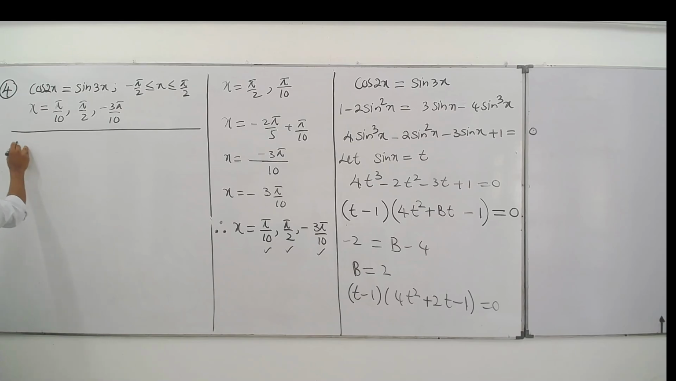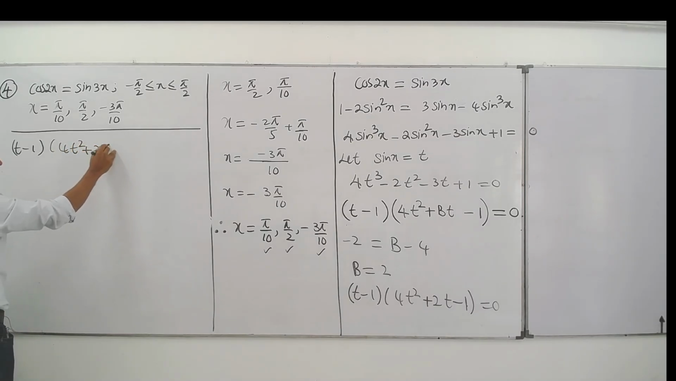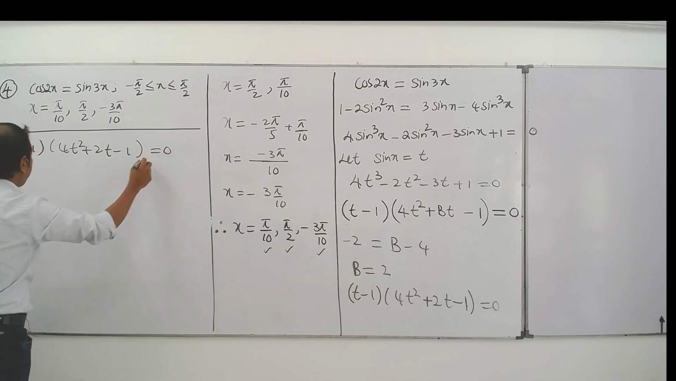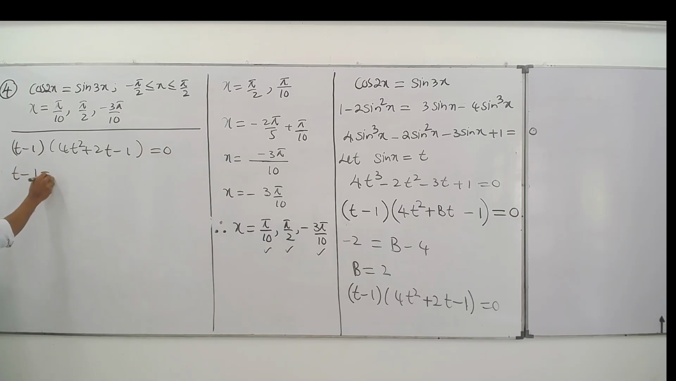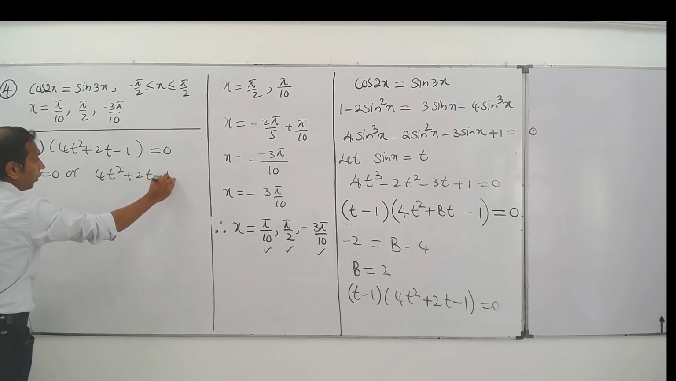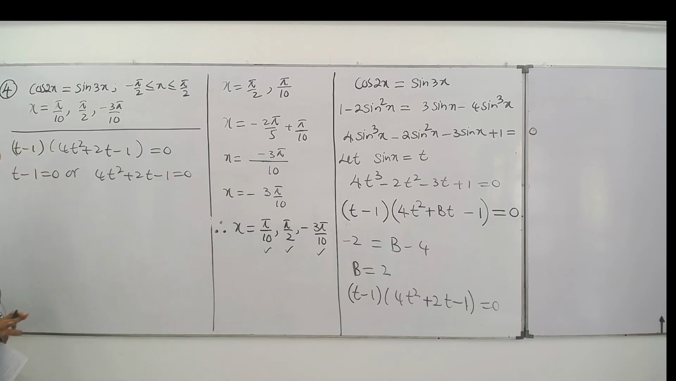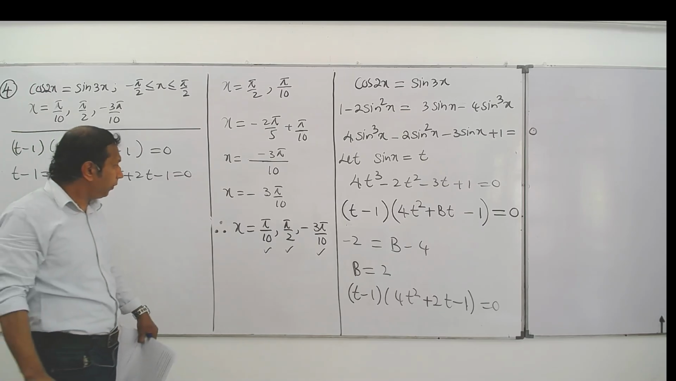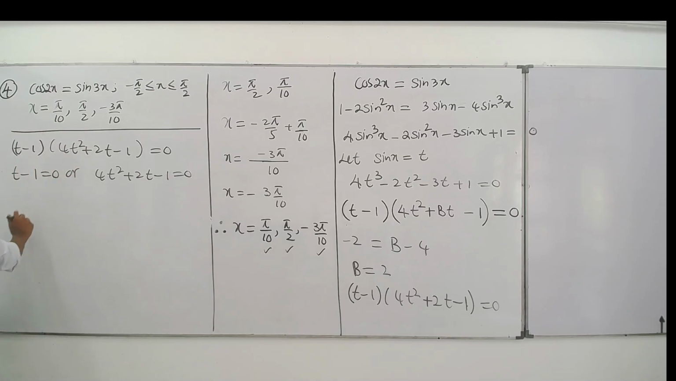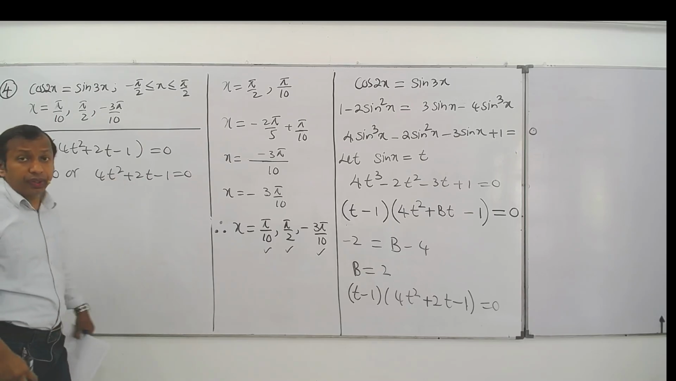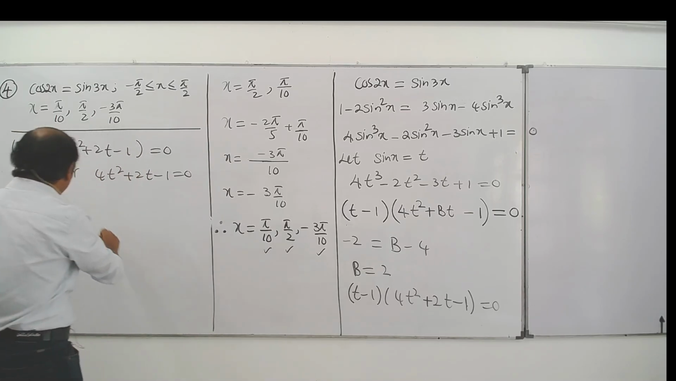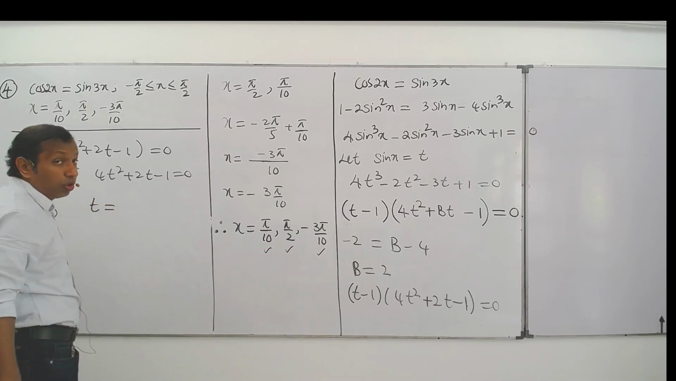t minus 1, right? 4t squared plus 2t minus 1 equals 0. Then we can equate this to 0. 4t squared plus 2t minus 1 equals 0. Right. Now, people, here we get t equals 1. Here, this is a quadratic equation in t. We can take 2 answers for t. Right. How? We'll apply that quadratic formula.